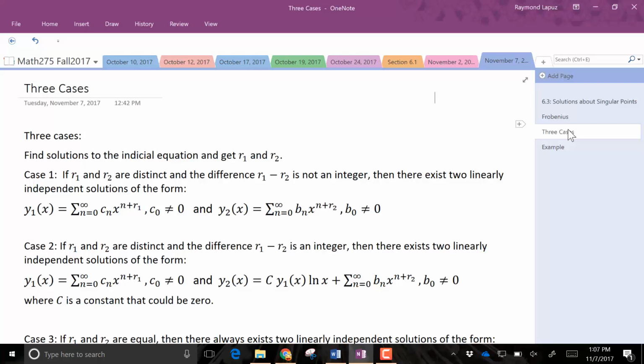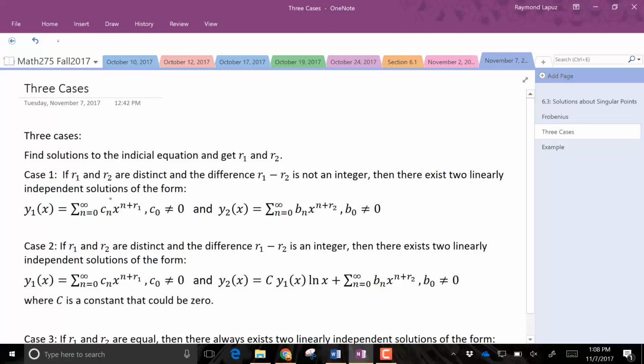Now, suppose you have 2 distinct. They only cover 3 cases, but the 3 cases aren't exactly the 3 cases that we normally think about for quadratic equations. Let's take a look at the cases that they have here. Case 1, when R1 and R2, the solutions, are distinct and the difference is not an integer. So your solutions could be 1/2 and 1/4 or something like that. If you find the difference between them, the difference is not an integer. Then this is usually the easiest case, I think.